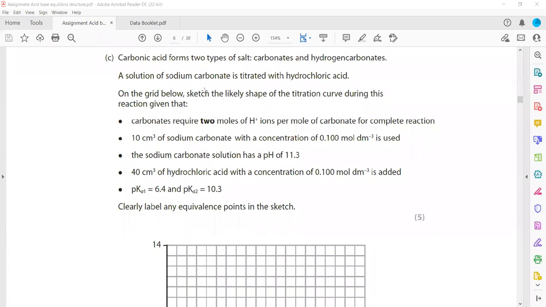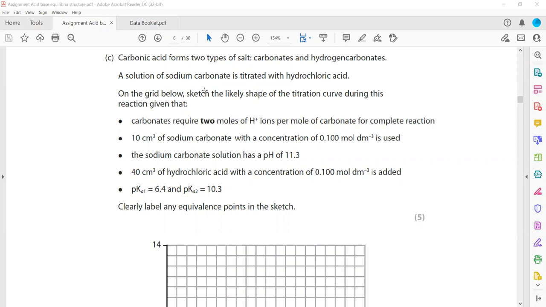Then in part C, carbonic acid forms two types of salt. One is carbonate, another one is hydrogen carbonate. A solution of sodium carbonate, Na2CO3, is titrated with HCl. On the grid, sketch the likely shape of a titration curve during the reaction.